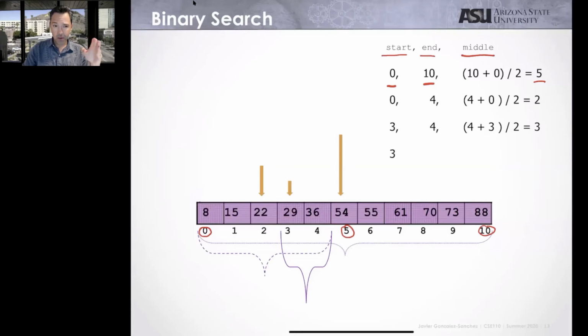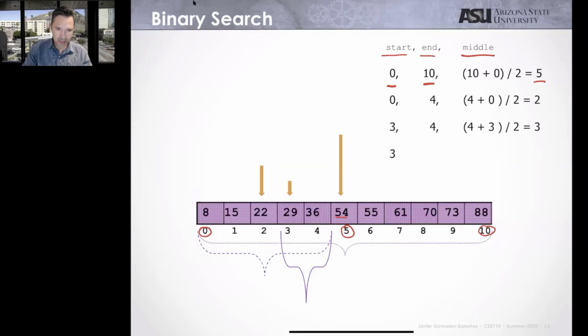The middle point was 5, and the element was 54. We compare the one that we are looking for, 29, with the 54, and basically the result was the one that I want is smaller, which basically means that I need to look in the first half. I need to continue searching, but now my searching is only limited to the first half.